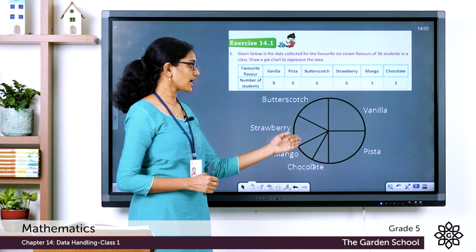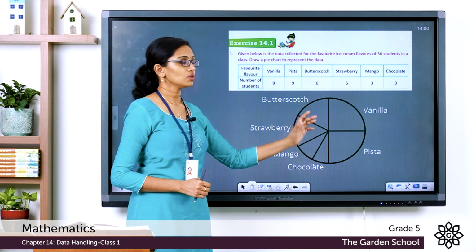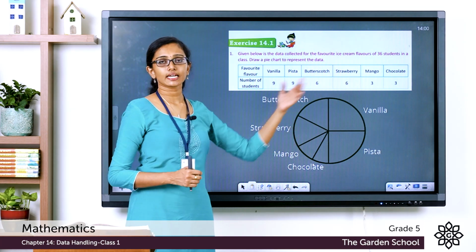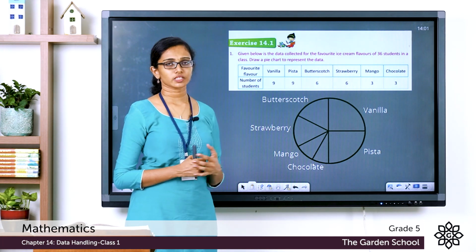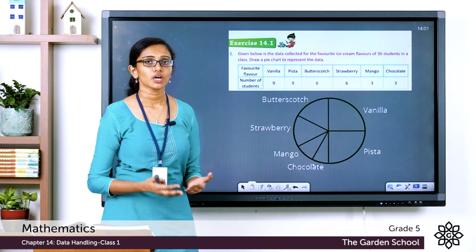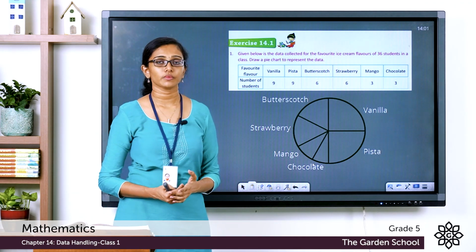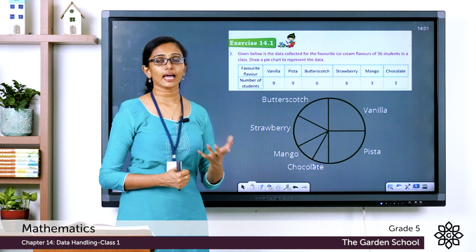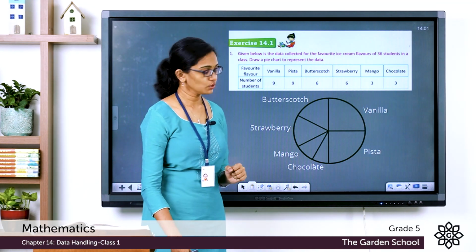It doesn't matter where you place the pie sectors, just that you are dividing that into sectors corresponding to the data given. So this is a simple method to draw a pie chart using approximation. We took approximate divisions of the circle. Now in your higher grades, you'll learn how to use your protractor and compass to draw pie charts using angular measurements. Let me give you a brief idea of how.